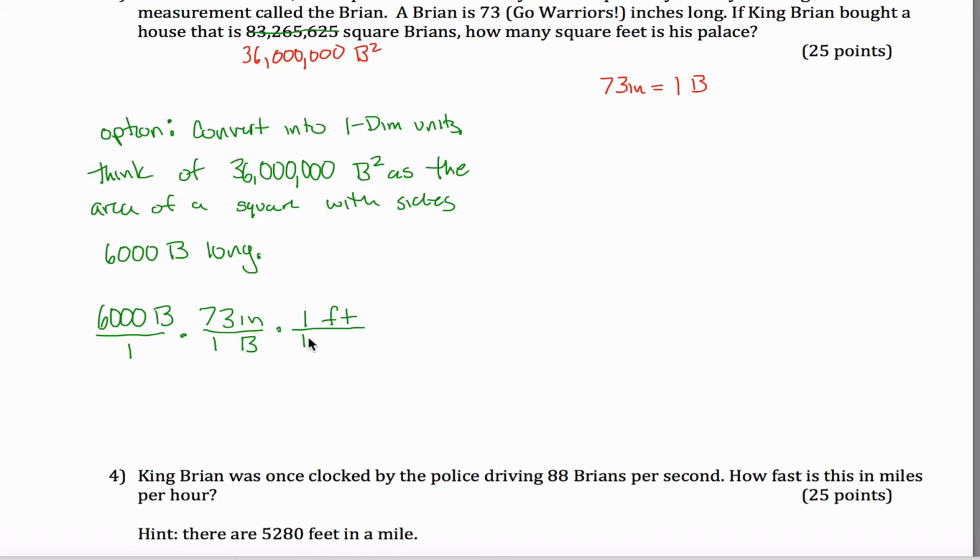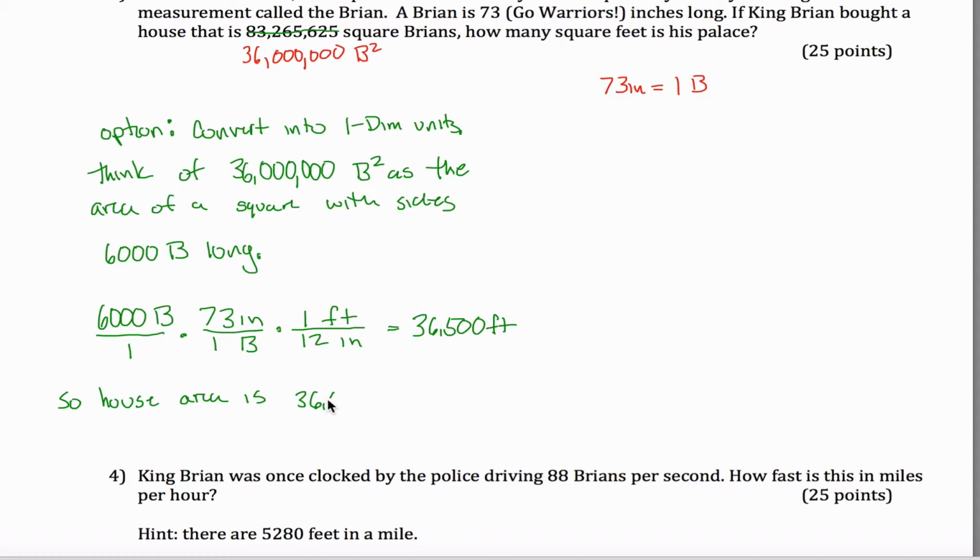So I take advantage of the fact that 1 foot divided by 12 inches is also equal to 1, so I'm not changing any values. If I multiply this through, I get 6,000 times 73 divided by 12, and I get 36,500. What that's saying is 6,000 Bryans is 36,500 feet. So the square that represents the house is 36,500 squared.